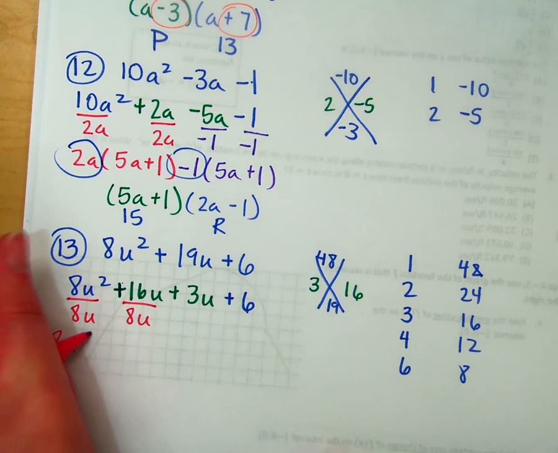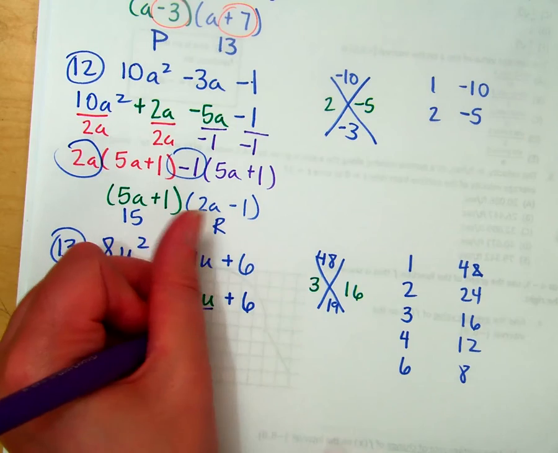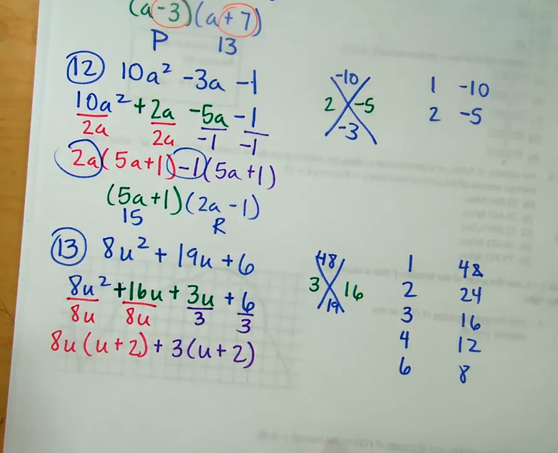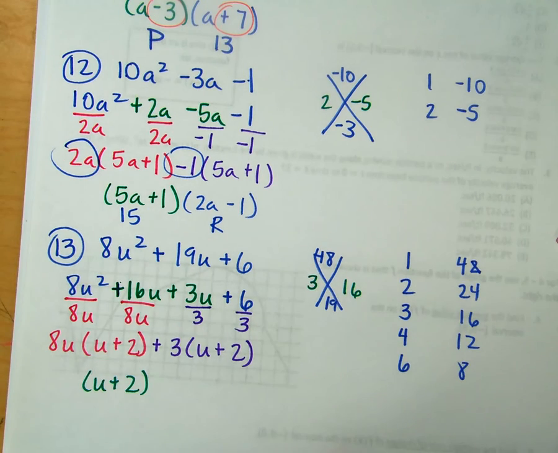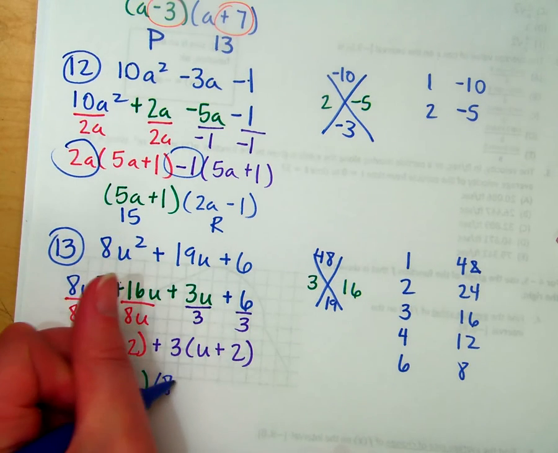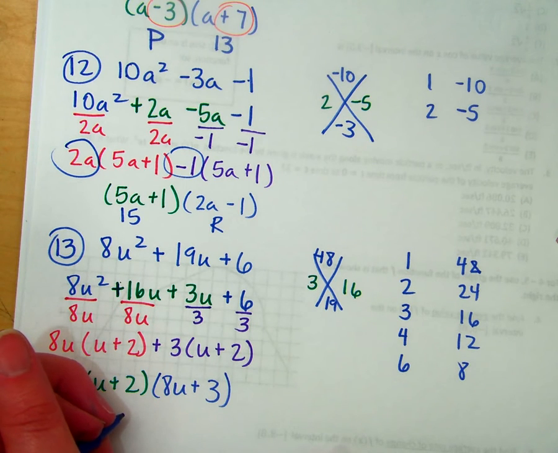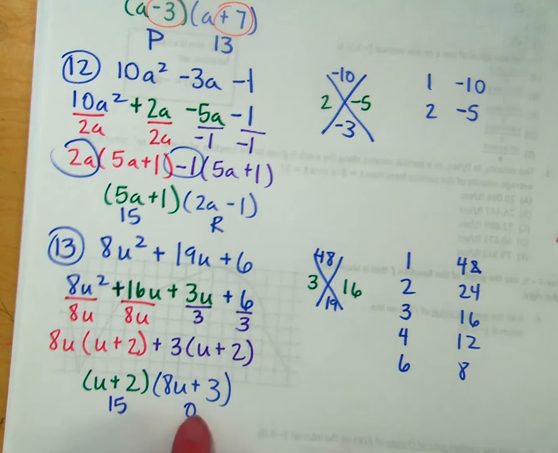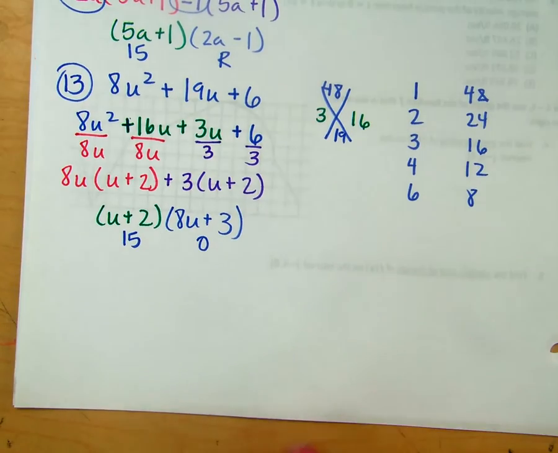So this way, they are both divisible by 8u. So 8u, leaving me with u plus 2. And then 3, leaving me with u plus 2. So my common factors are u plus 2 and 8u plus 3. So u plus 2 is 15 and 8u plus 3 is O. You should not be matching a letter with another letter. So if that's the case, something went wrong in your problem.